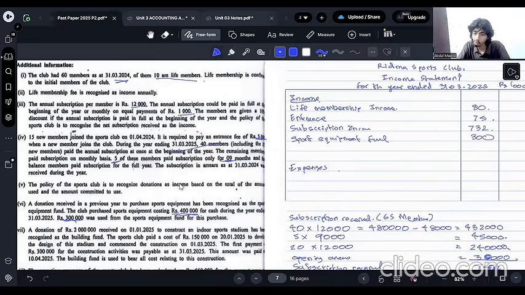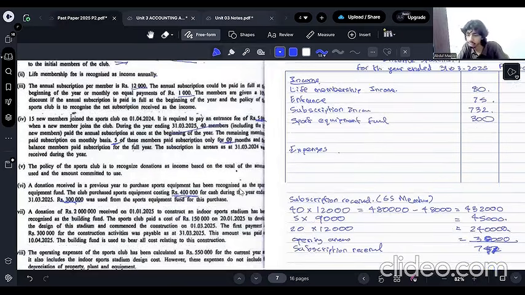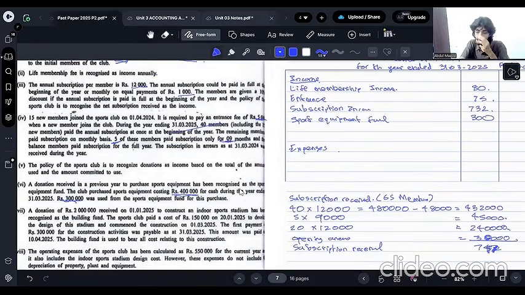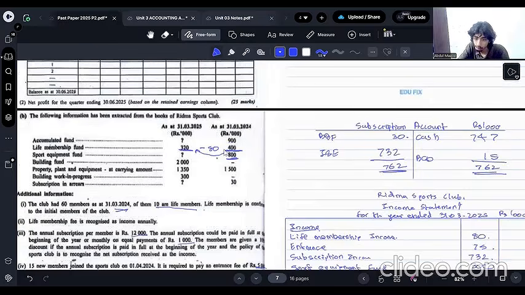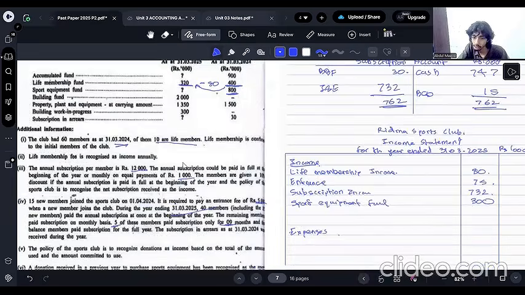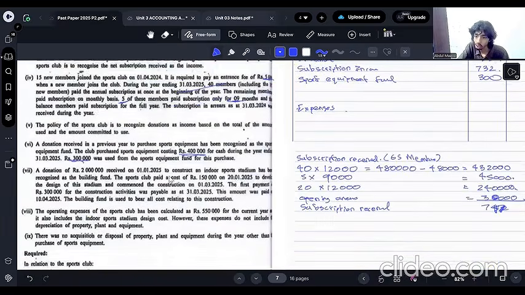A donation of 2 million was received to construct the indoor sports stadium, and has been recognized as building fund. Sorry, this is building fund. Sport equipment fund 800. Building fund 2 million.